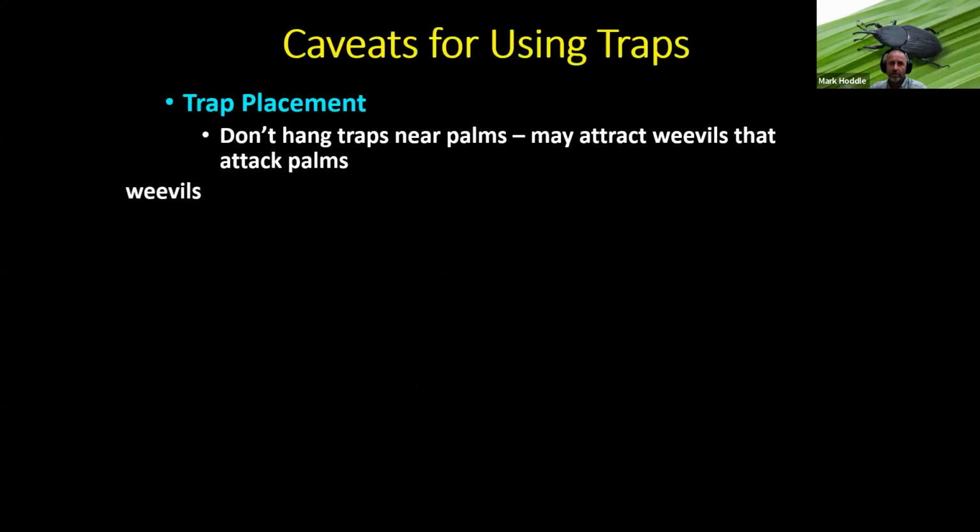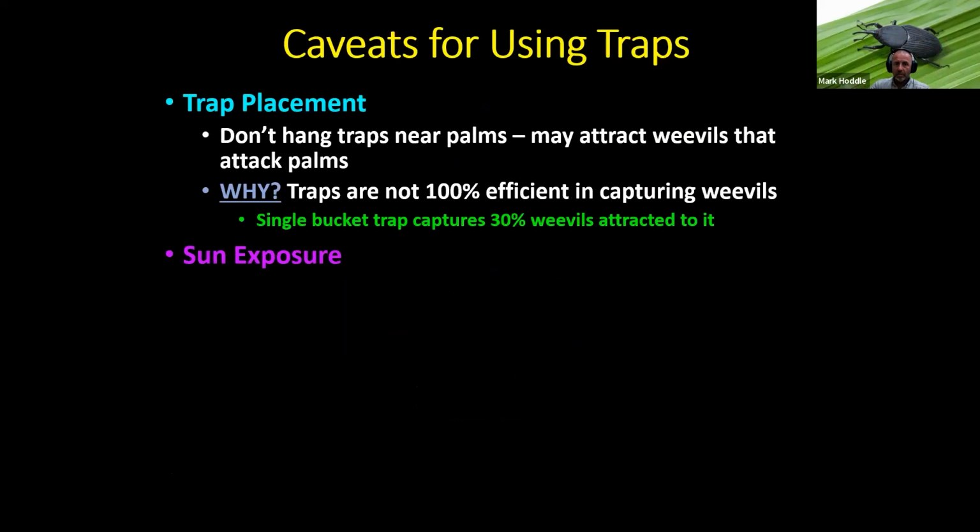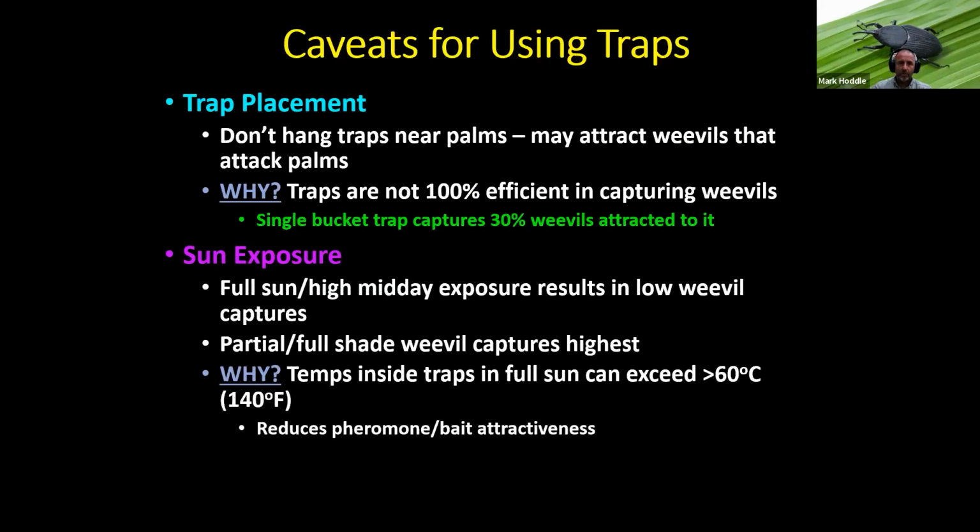Okay, caveats for traps. Don't hang them in palm trees, especially that unmodified bucket trap. 70% of the weevils that go to the bucket trap won't get stuck in there, and they may end up attacking your palms. So as I mentioned, only 30% of the weevils that are attracted to a bucket trap are retained by it. The other thing we've learned is that if you put the buckets in full sun, you're not going to get very good captures. We recommend that the bucket traps or your weevil traps go in partial or full shade.